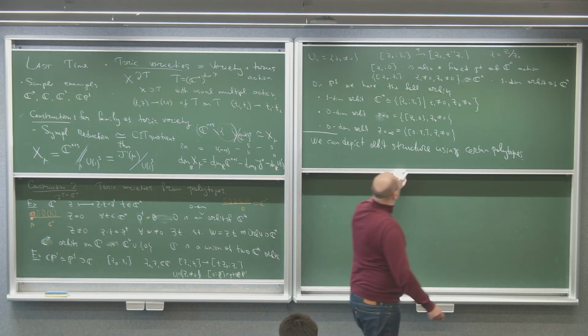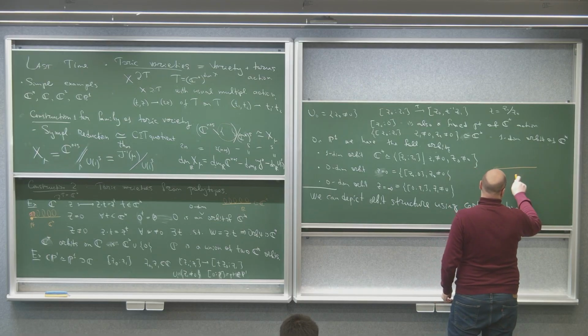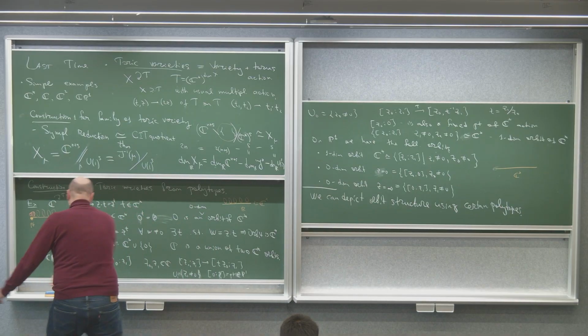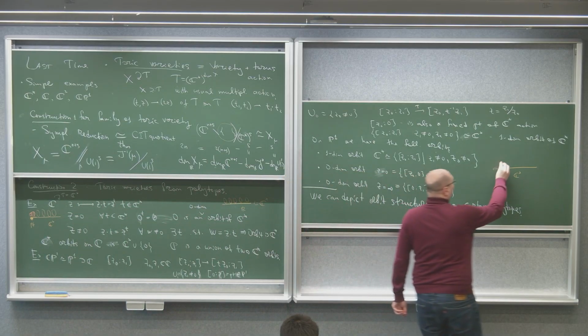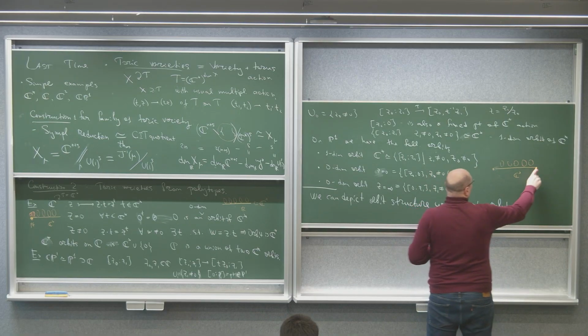Similarly, in our example of CP1, we have once again a C star orbit with circles fibered over it, and then we add the two cups at infinity.